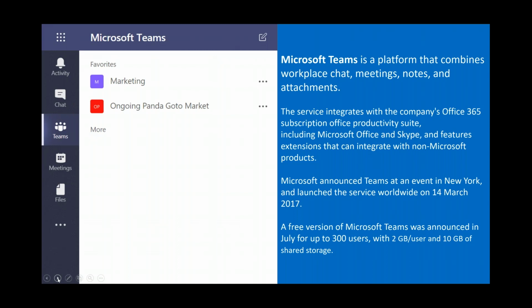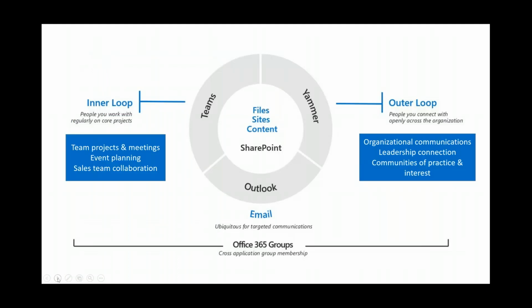There's up to 300 users with about 2 gigs per user and 10 gigs of shared storage. So if you're interested and you haven't looked at Teams yet, or you wanted to get Teams, there's definitely a bunch of different ways to do it. If you have an E3 or an E5 license, it's all included in there. But you can go to Teams licensing, and you can check that out online and get all the information about that. This is a slide that Microsoft uses to explain sort of how all this stuff fits together.